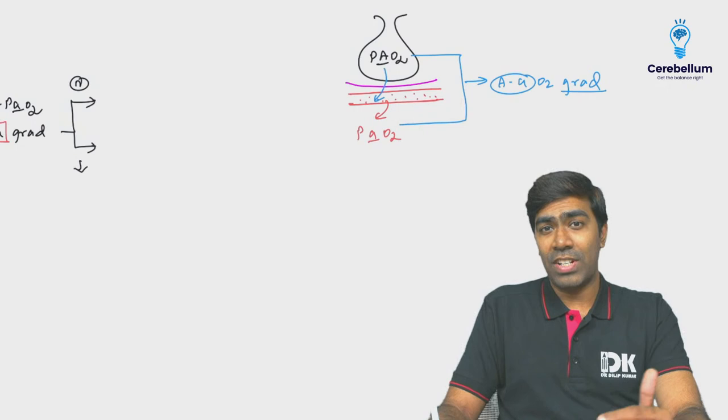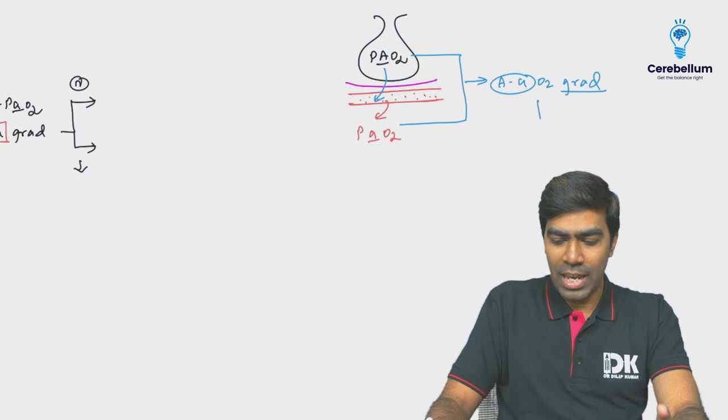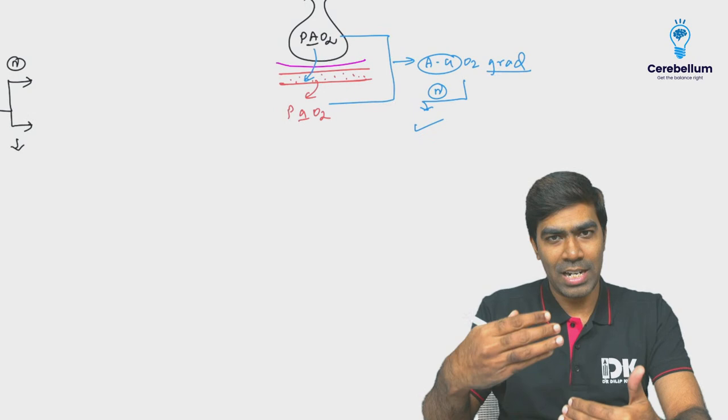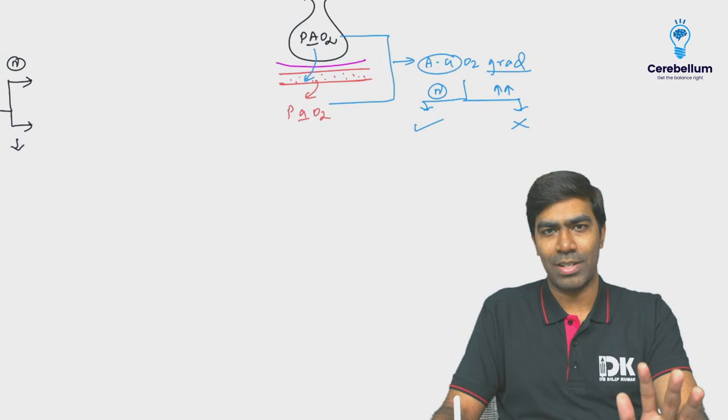If the transfer is going to be efficient, if there is no problem in the diffusion barrier, I'll repeat, if there is no problem in the diffusion barrier, then your A-a gradient will be low or normal, which means the diffusion barrier is okay and the transfer is fine. On the other hand, if the A-a gradient is increased, the diffusion barrier is having some issue, which means there is a problem in the oxygen transfer. Something is wrong in this area.